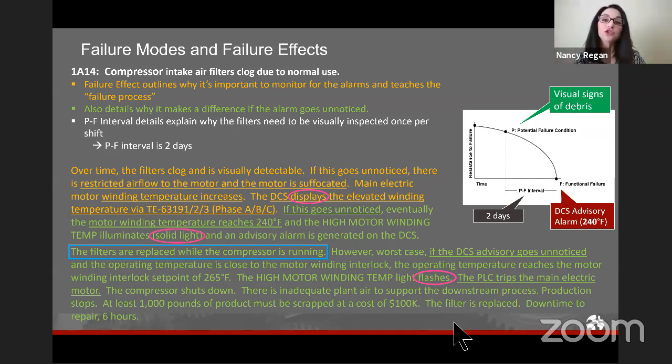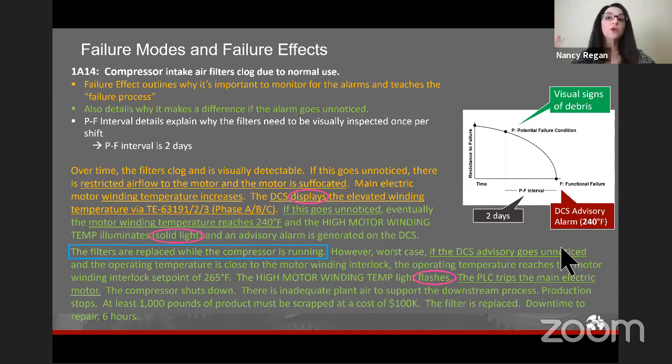Absolutely. So now what you do in your rounds is you can either visually inspect the filter, or like what John is saying, maybe we want to change this and we just want to monitor it by the DCS advisory alarm. So maybe then just monitor the temperature. If you know at what temperature it's going to shut down, then this would be the DCS. This wouldn't be the DCS advisory alarm. We would assign this a different temperature. I don't know, maybe like 230 degrees.